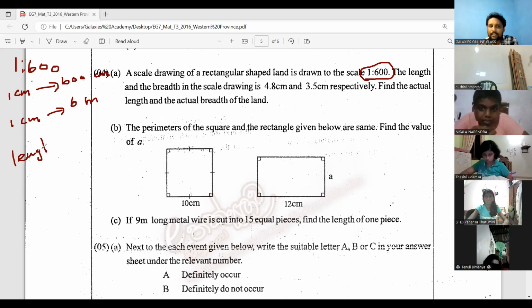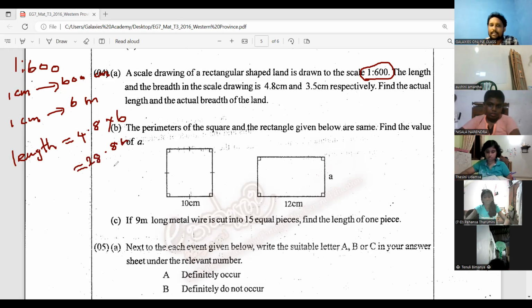Actual length. The scale length is 4.8 centimeters. එකකින් meters 6ක් නම් 4.8 multiply 6. So what is the answer? 6 times 8 is 48, remaining 4. 6 times 4 is 24, plus 4, 28. So the actual length is 28.8 meters.